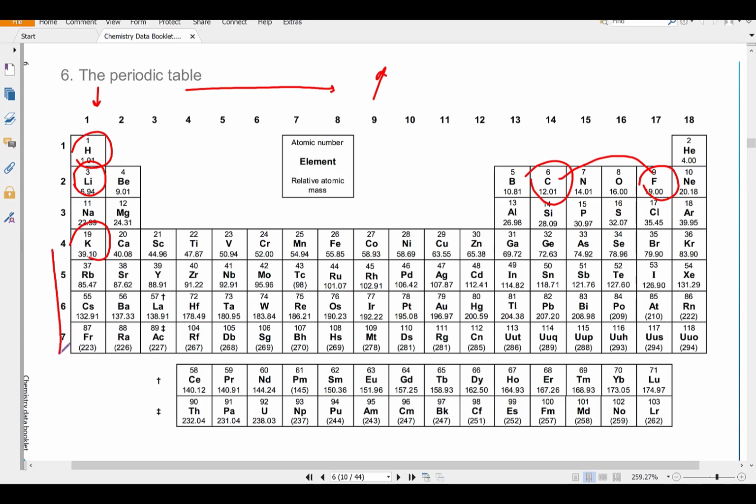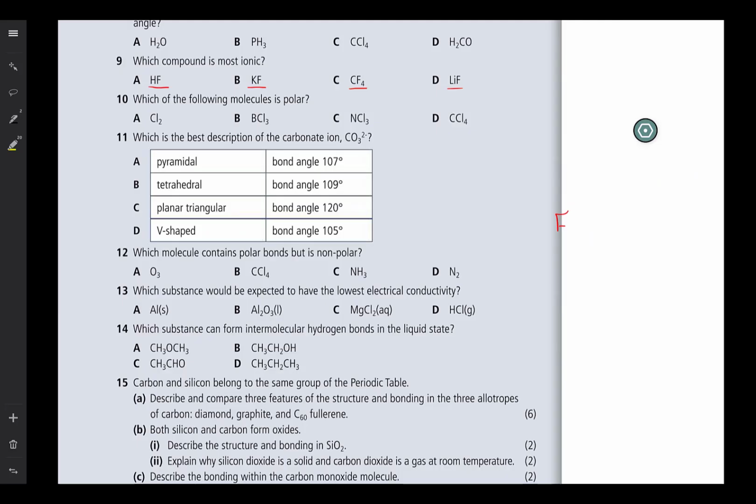And when you are going down the group, the electronegativity decreases. It means when you are going down group 1, the difference in electronegativity between the element and fluorine increases. So that's why KF between these four has the most electronegativity difference with fluorine, and the bond between them would be the most ionic. So the most ionic compound here is potassium fluoride.